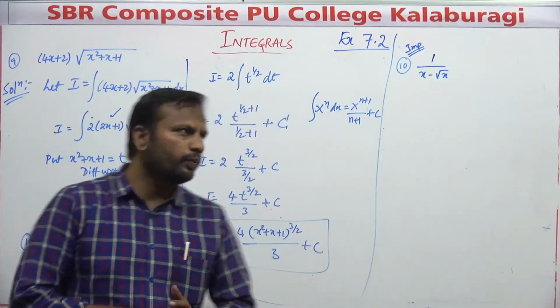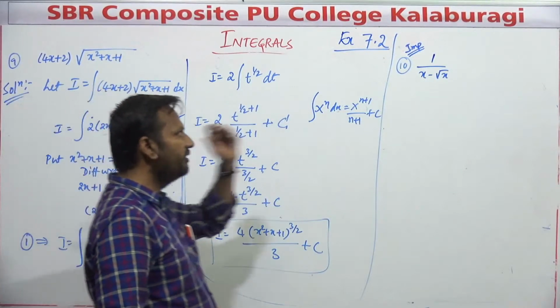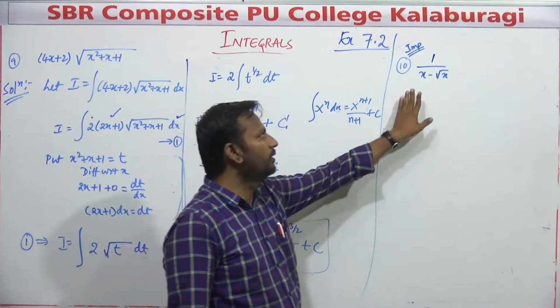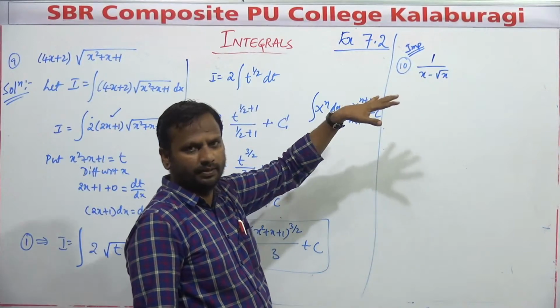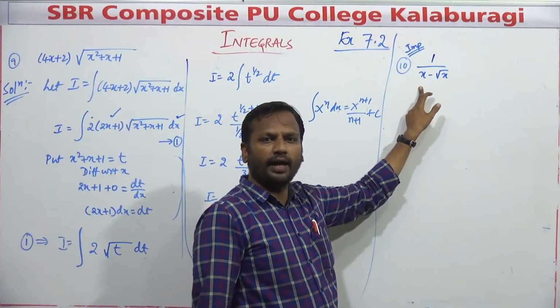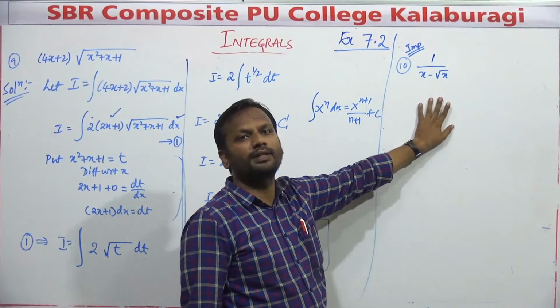Here, if you see this one, 2 is common. We took 2 as a common here. Whether we find any common thing here in the denominator? If you feel that root x is complicated, you can substitute root x as t there. But here, in this x minus root x, whether we have any common thing? Yes, we have the common thing there.